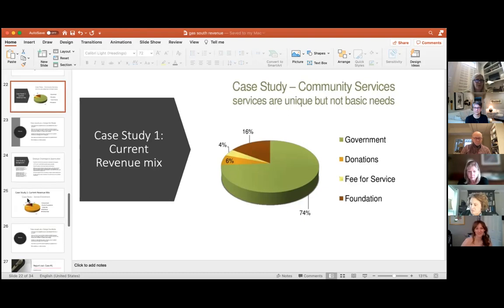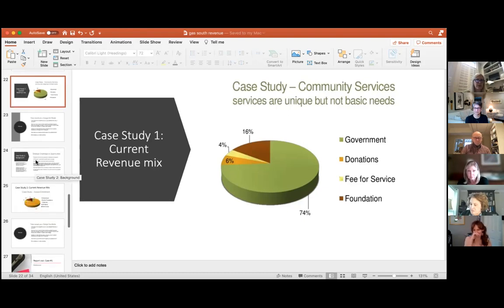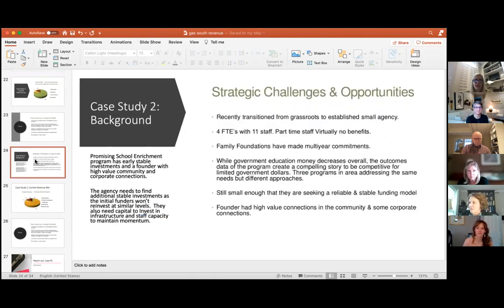Let's move now for a moment to case study 2. So we'll put that up and review it a bit. We had a school enrichment program. It's kind of a startup, if you will. It's not completely new. It's been going because they do have outcomes. At 4 FTEs, they have a number of part-time staff. They don't really have any benefits to speak of. They're plowing all their money into expansion right now, getting more bandwidth. You can see that by the number of part-time staff.